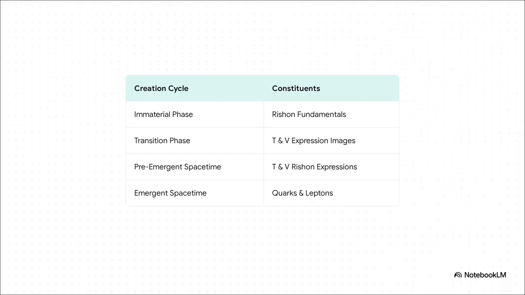This table lays out that entire creation story, step by step. You start at the top in a purely immaterial phase, which is just pure information, the source code. Then that information transitions into potential T and V elements, which start to form a kind of pre-emergent spacetime. And then finally, at the bottom, those elements combine into the quarks and leptons we know, and that creates the emergent spacetime of our universe. It's the whole story, from a non-physical idea all the way up to the solid world around us.